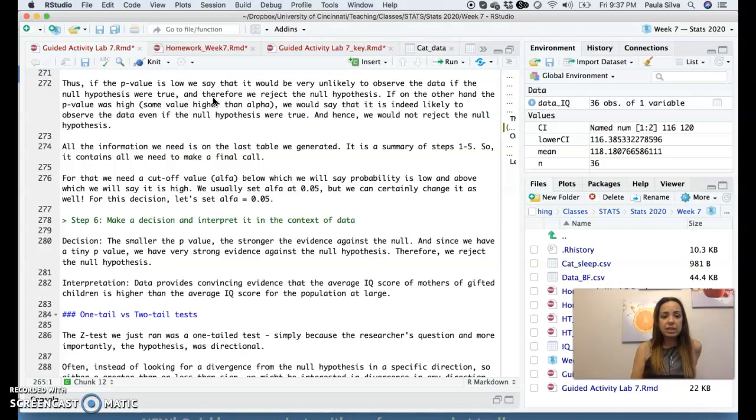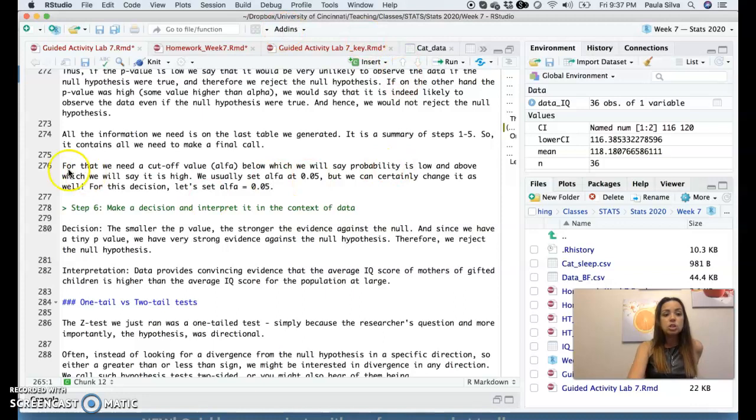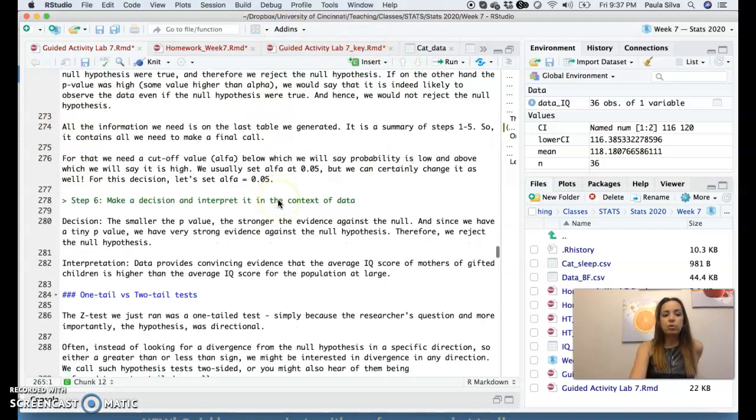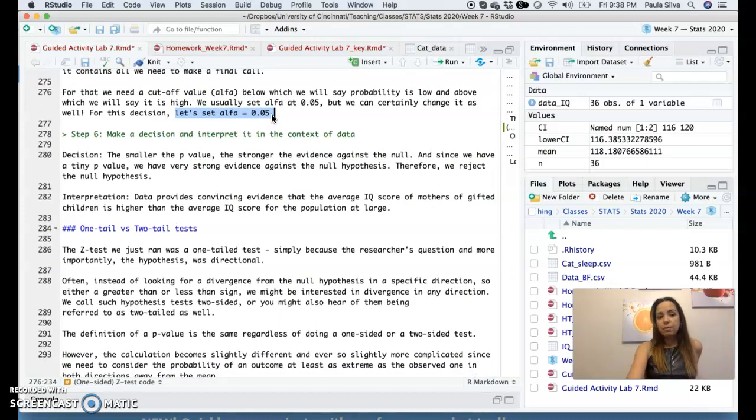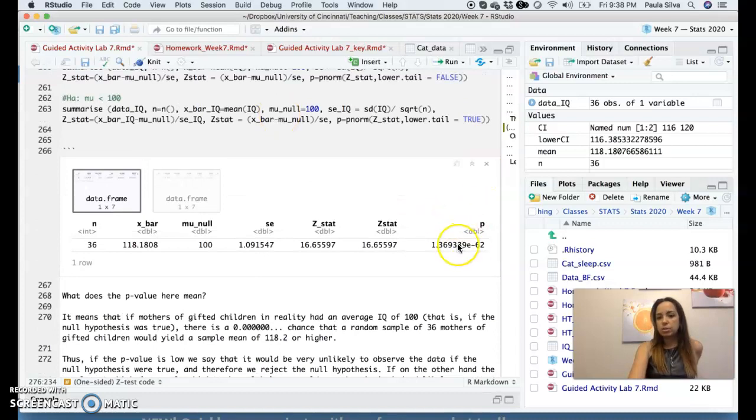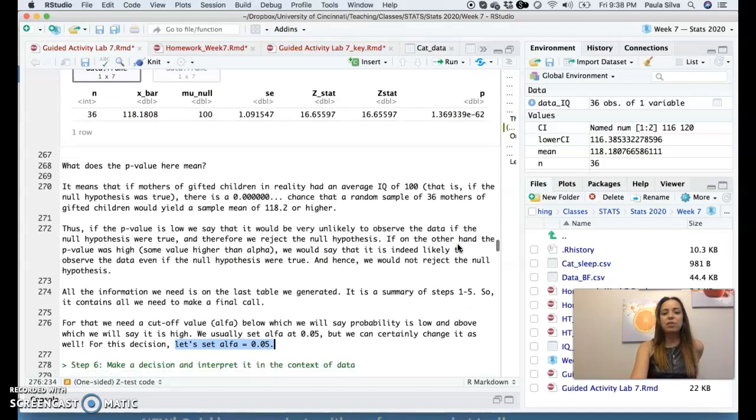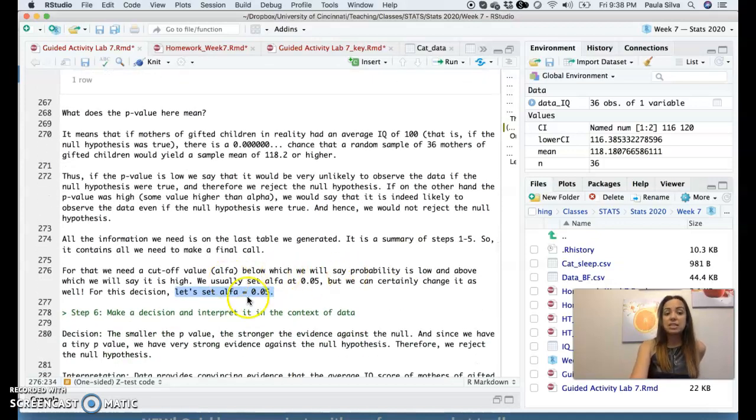All the information we need is in the last table we generated. It is a summary of steps 1 to 5, so it contains all we need to make a final call. For that, we need to consider a cutoff value, and again, that's set to 0.05. In this case, it's so close to 0. It's 0.00061 zeros, 1. It's clearly very low. But the cutoff value is actually 0.05. Anything that's less than that would be grounds for rejecting the null hypothesis.